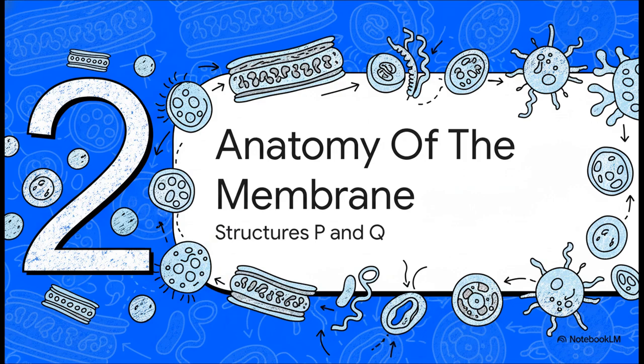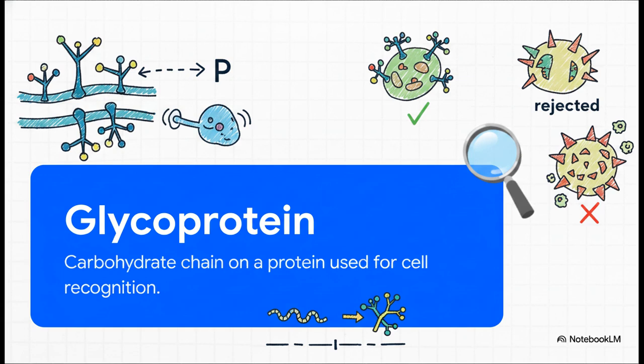Moving right along to Section 2, the anatomy of the membrane. So looking at structure P, it's pointing straight to a glycoprotein. Notice how it looks almost like a little tree or maybe a tiny antenna just sticking out of the top of the membrane there. You can really think of this as the cell's own personal ID badge or its communication antenna. The exam paper specifically points out that P is formed from a carbohydrate chain attached to a protein molecule, and its main job? Cell recognition.